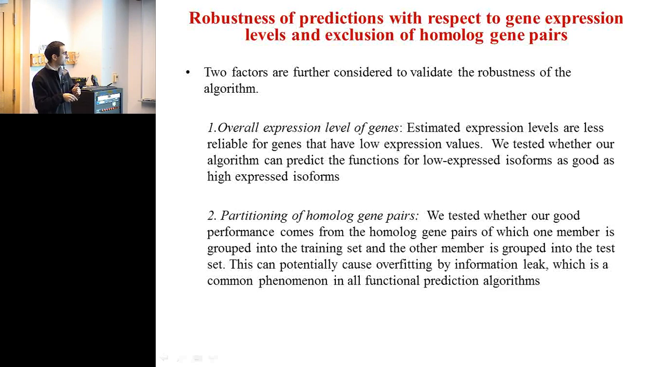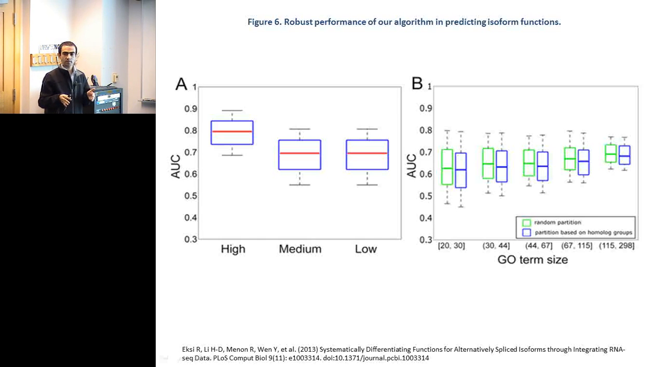And the second one, the homolog gene pairs. When we divide our gene set into training and testing, we might have one gene in the training set and its homolog gene in the test set. That can cause some overfitting or information leak, and that may increase the AUC values. So we tested in a way that none of the homolog pairs will be both in training and testing set. If there are homolog pairs, they will both be in training or they will both be in the test set. Again, there is a little bit of difference, but not much. So it is also robust to this information leak.